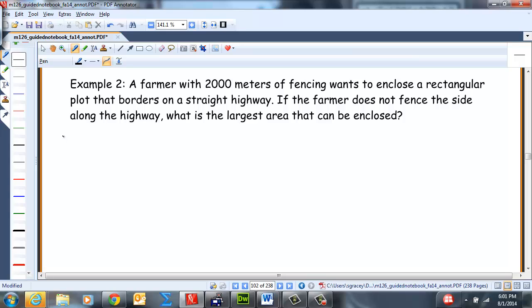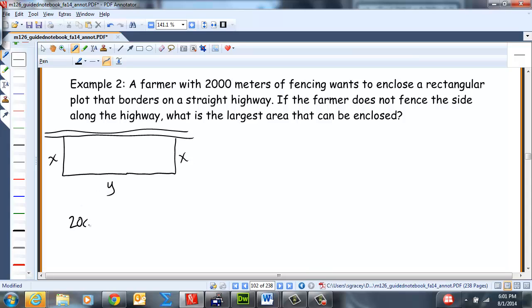So basically, we've got a rectangular plot going on, and this here is the highway. So if you call this x, x, and y, basically you've got 2,000 meters of fencing. And so 2,000 would be 2x's plus 1y.